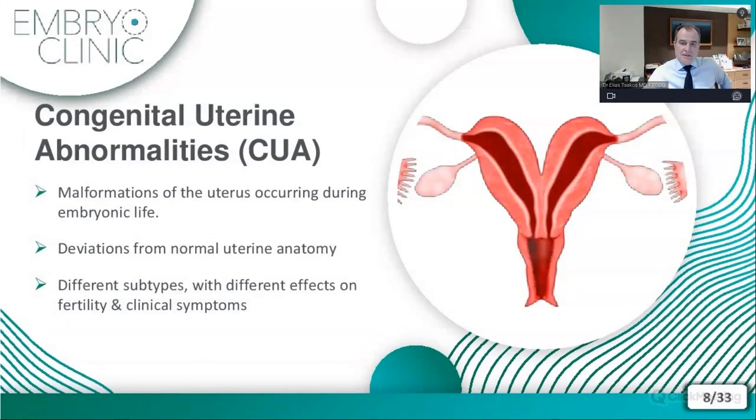Now, this is a different type of malformation. So the topic tonight is anomalies, abnormalities of the uterus. So these are congenital uterine malformations. This is also fairly common. We often see this in the context of investigating women for fertility issues. And of course, the challenge is the treatment, depending on the type.